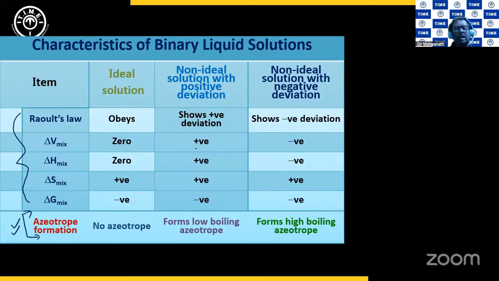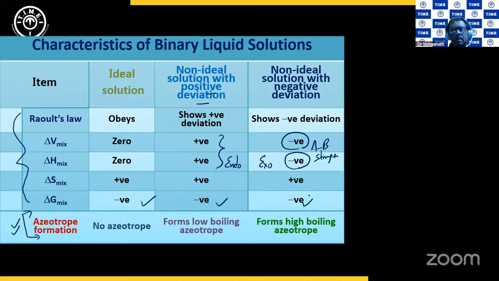So if it is a negative deviation, there is an exothermicity. Heat is released, and there is a decrease in the volume because AB forces are stronger. Whereas the opposite happens in a positive deviation. The volume increases and there is endothermicity. This is endo and this is exo. Clear? Delta G mixing is always negative.